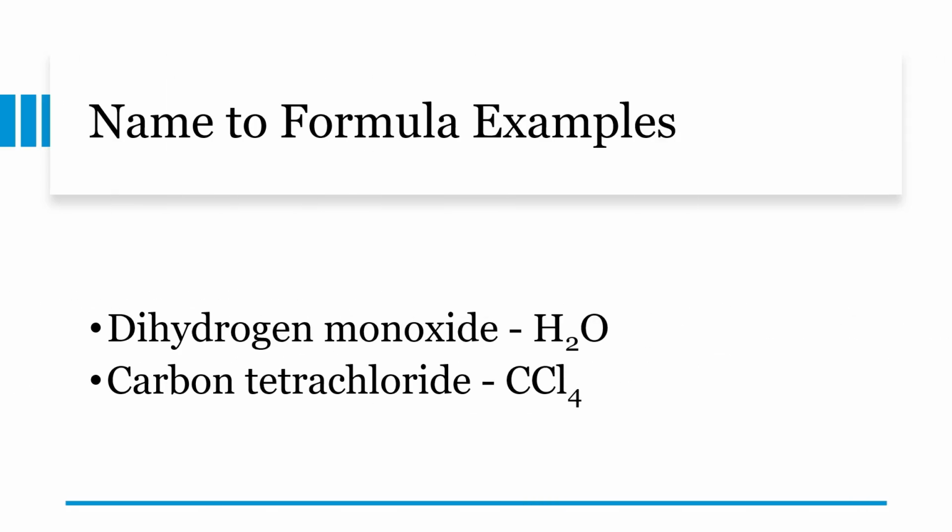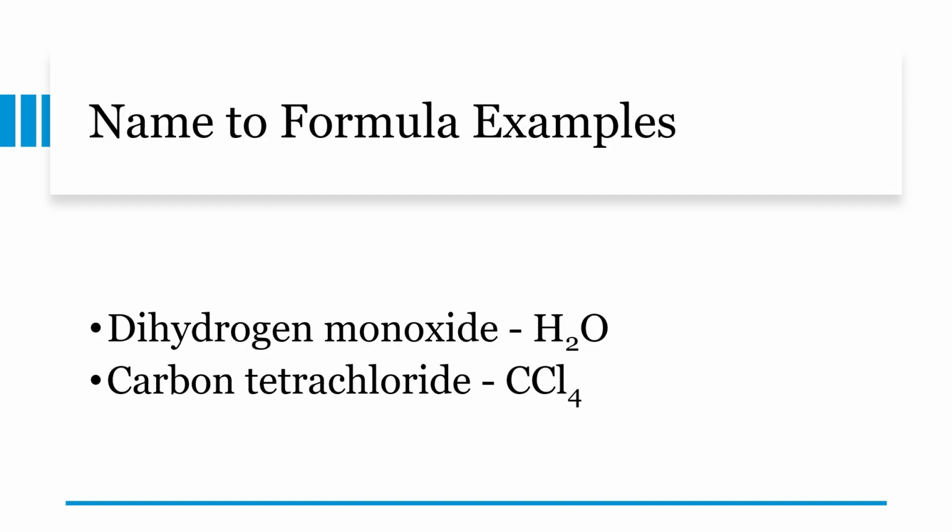Now, going in the opposite direction, we're able to do the same thing. So we have dihydrogen monoxide. So dihydrogen is telling us that we have two hydrogen atoms. Monoxide, mono being one, our oxide being the oxygen, one oxygen atom. So dihydrogen monoxide would be H2O.